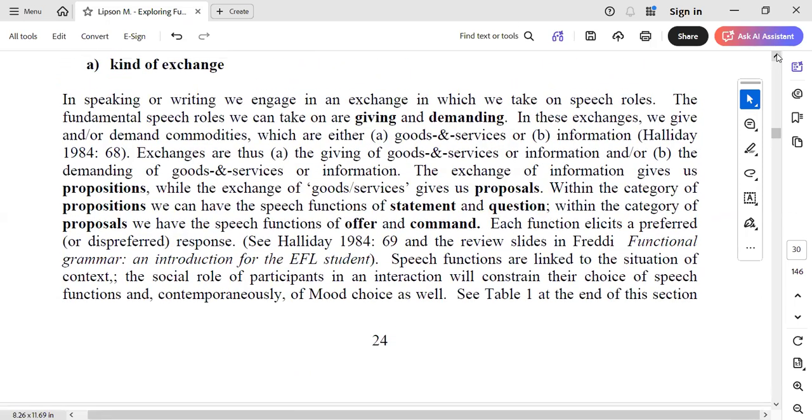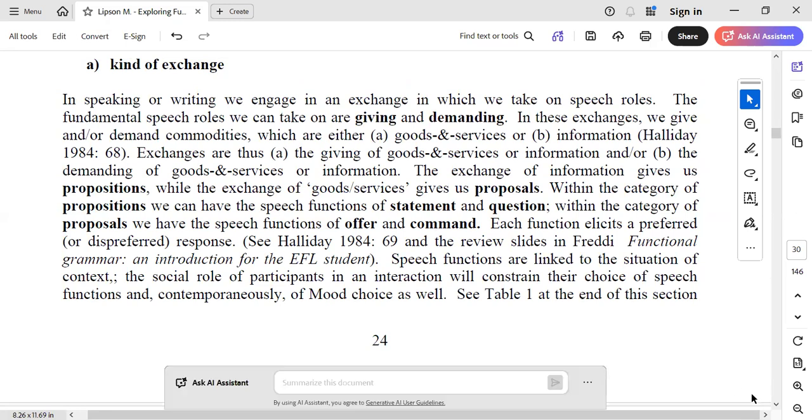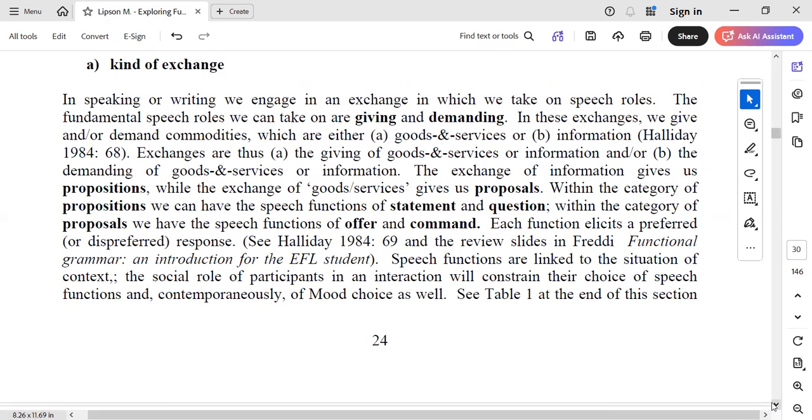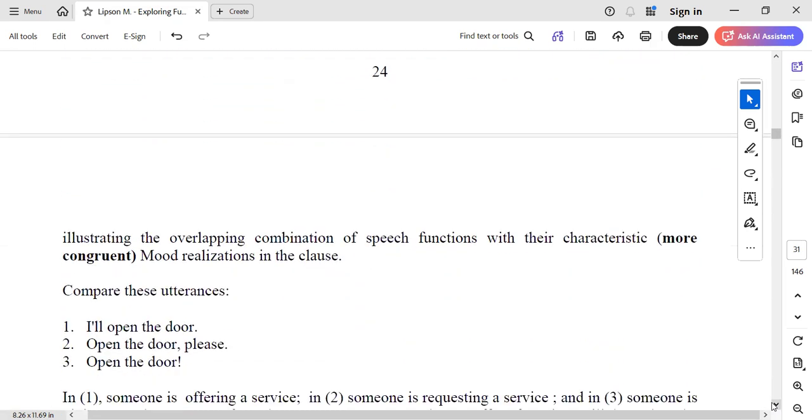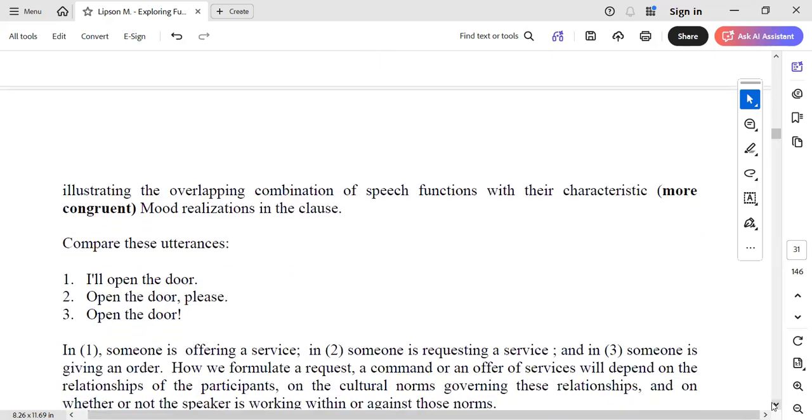Hold on. Please read this again. The exchange of information gives us proposition, while the exchange of goods and services gives us proposal. With the category of proposition, we can have the speech functions of statement and question. Within the category of proposals, we have the speech functions of offer and command. Is this commanding, offering or questioning? Command. So if it's commanding, it's a proposal, right?